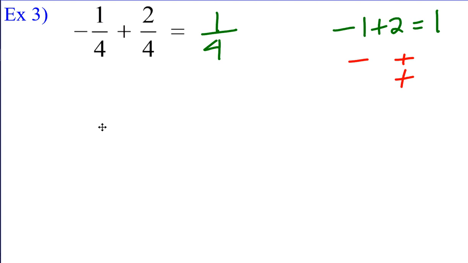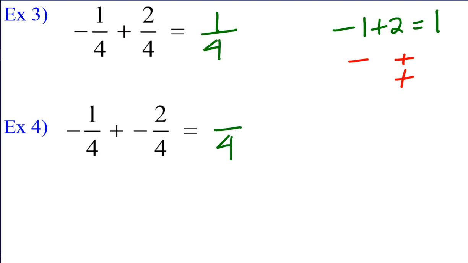Let's take a look at one more before we look at subtraction problems. Here I have a -1/4 plus a -2/4. Following the same pattern, keeping the denominator of 4, if I work over here on the side, I have -1 plus -2. 1 negative and 2 negatives, altogether I have 3 negatives, resulting in -3/4.